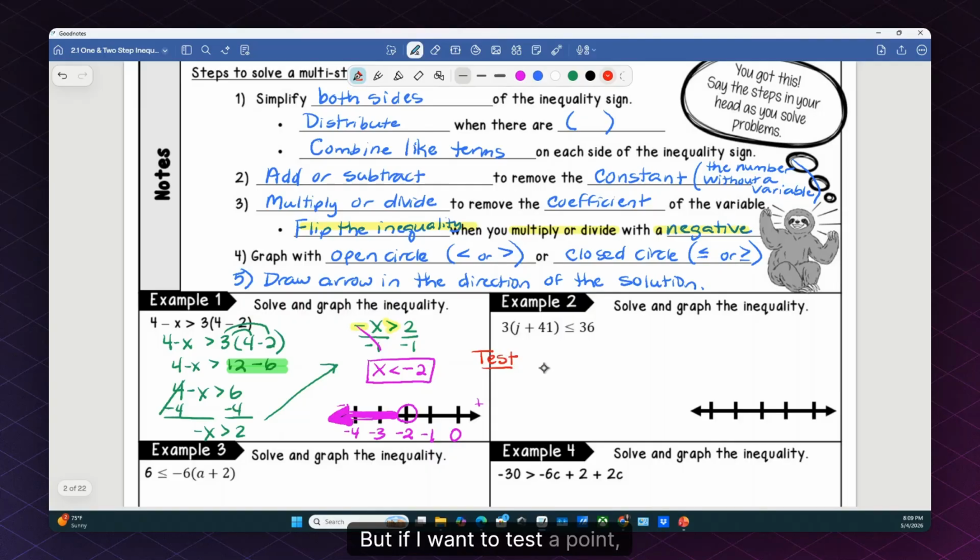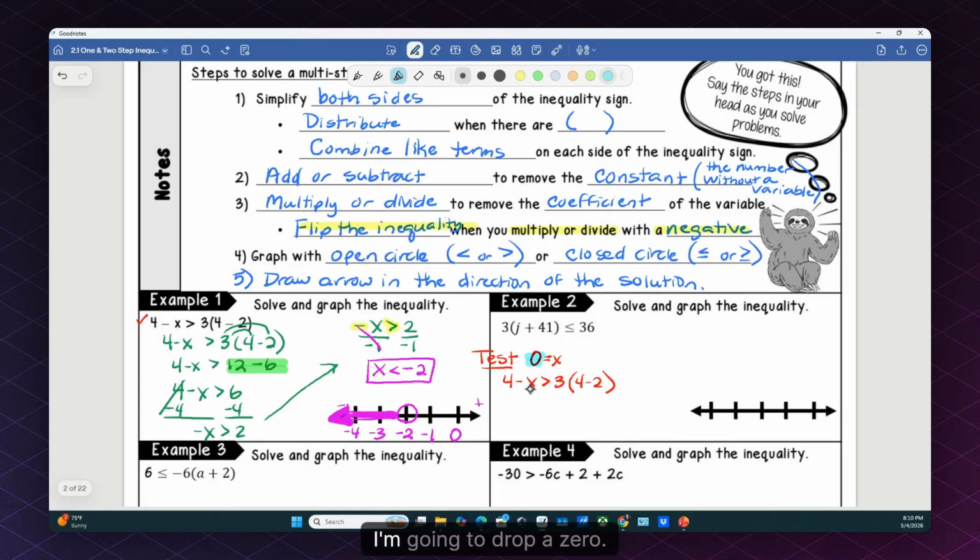But if I want to test a point, the easiest point to test is 0, in my humble opinion, because 0 is going to make whatever that part is cancel out. So I'm going to say, x equals 0. I'm going to go get my inequality again, and I'm going to write it out. And I'm going to have to erase this here in a second because, for me to go on to the next problem, I'm going to have to clear this off of here. But I just want to show you how to test a point. Okay, so I have just said that x is 0.